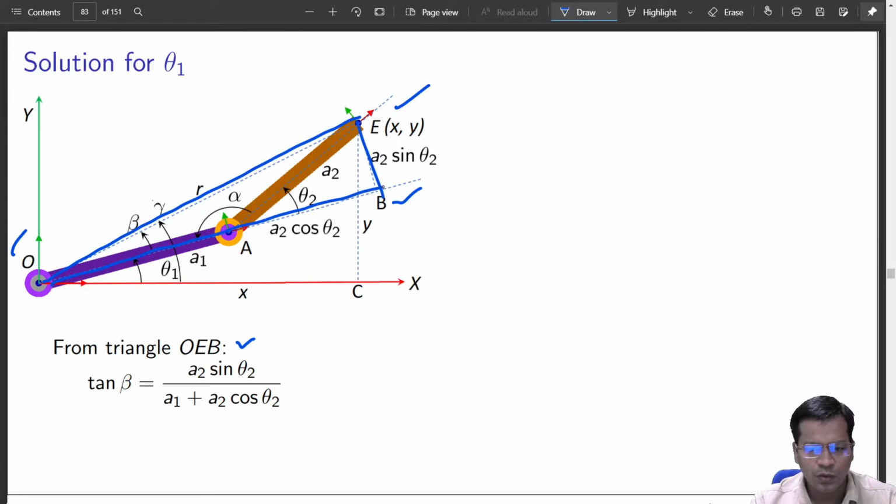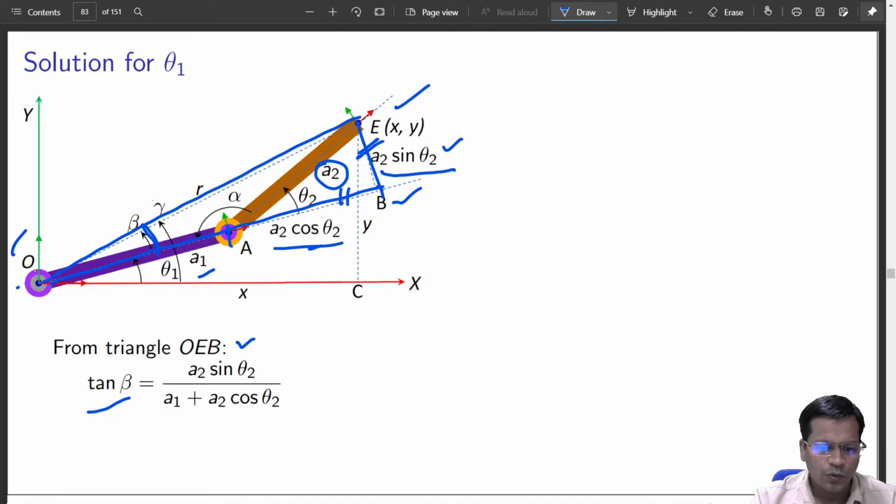You just look at this, what all things are there: tan beta. Where is beta? Beta is over here. Tan beta is this by this. So how much is that? It is a2 sine theta 2. If this is a2, this is a2 sine theta 2. Done. And how much is this? From here to here, it is a2 cos theta 2. So a1 plus a2 cos theta 2 is OB.